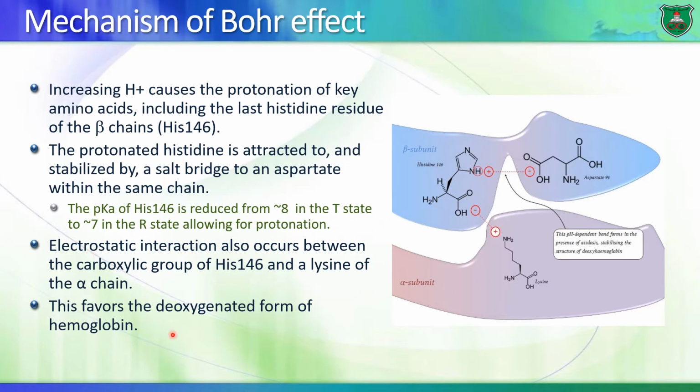So basically, when the pH is low in peripheral tissues, the hemoglobin would mainly be in the protonated state. Mainly, it has this electrostatic interaction, and the protein is in the T state rather than in the R state.